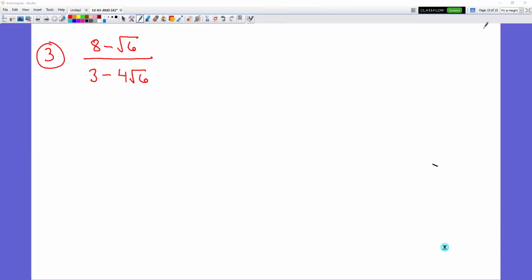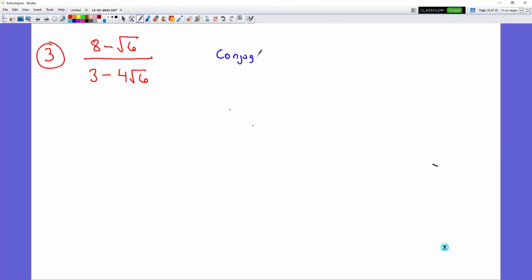All right, and here is our third problem for this video. We have 8 minus the square root of 6 over 3 minus 4 square root of 6. So again, we do have a radical in the denominator. It's in a binomial as well. So of course, what it means is we have to go ahead and find our conjugate of the denominator.